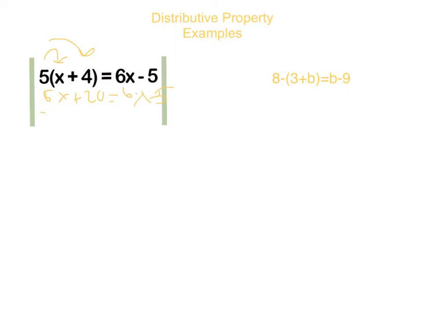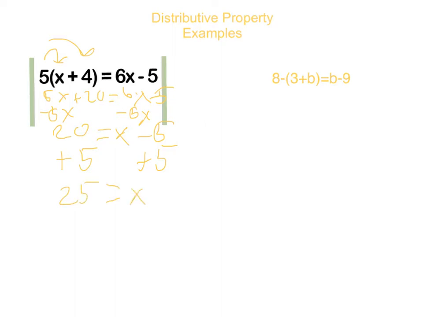Then what you would do is you would subtract 5x from both sides. And you would have 20 equals x minus 5. Then you would add 5 to both sides to isolate the x. You would have 25 equals x as your final answer.